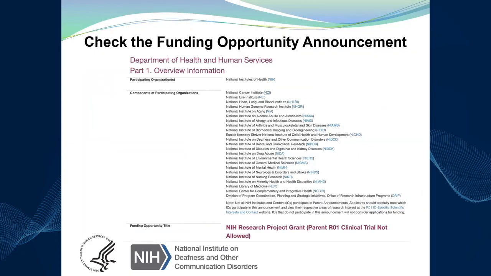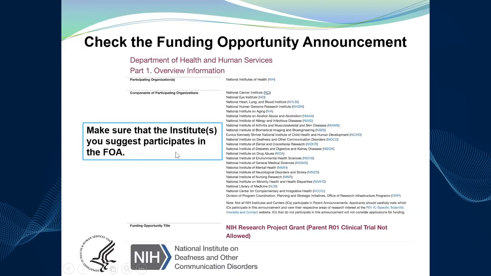One important thing to check is the funding opportunity announcement. It's important that an institute that you suggest is actually participating in the funding of your research. Here for the funding opportunity announcement for the investigator-initiated parent R01, not clinical trial, virtually all institutes participate, although there are a couple that do not, such as the Fogarty Institute. So it's important to make sure that the institute you suggest participates in this FOA. If they don't, then your application runs the risk of being returned and not reviewed.